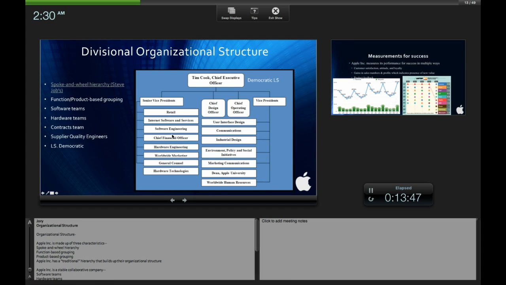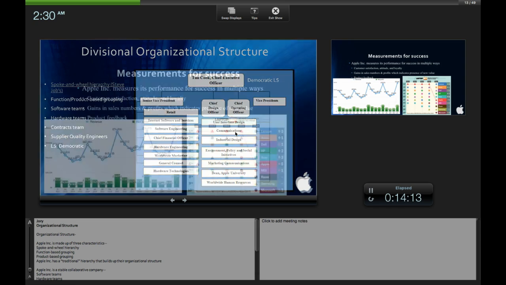He can show how there are software engineers or software teams, hardware engineers or hardware teams, and contracts. He can read into that. I haven't had the chance or wanted to read that and understand where the contract teams and the supplier quality engineers fit into this. And then this is just a recap that Tim Cook has a democratic leadership style.